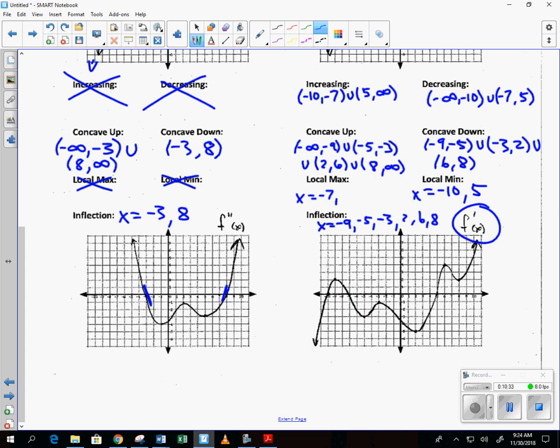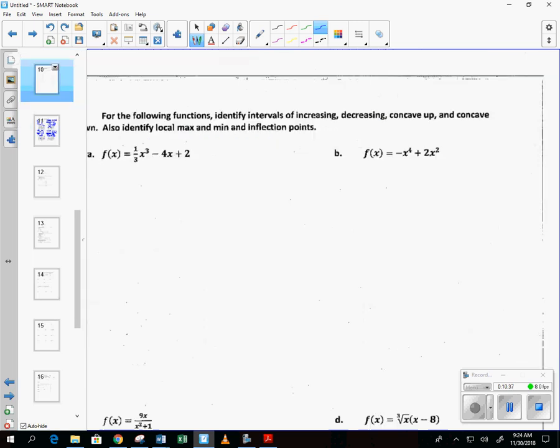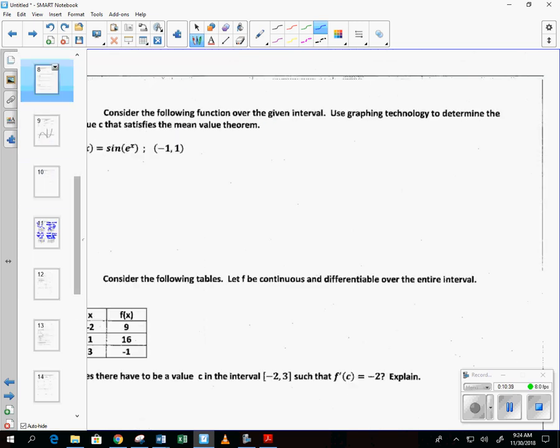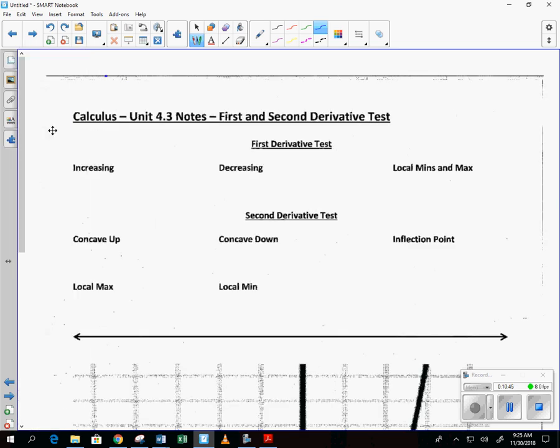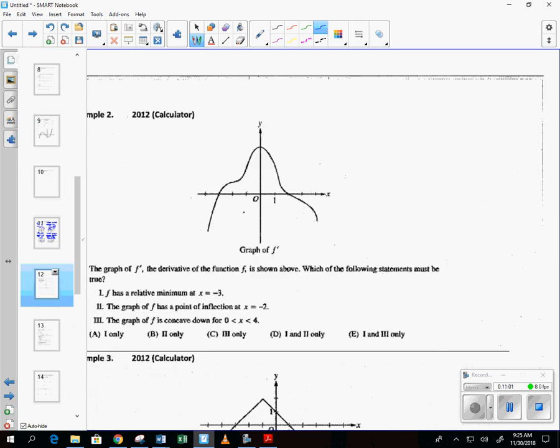I want to be clear. The way that the AP exam is structured, you have to go back here. Remember when we wrote out the definitions? You have to think of the definitions. Don't get caught up in the shape of the graph. Say to yourself, where is f prime positive? Where is f prime negative? Where does f prime change sign? And the proof is in the problem right here.